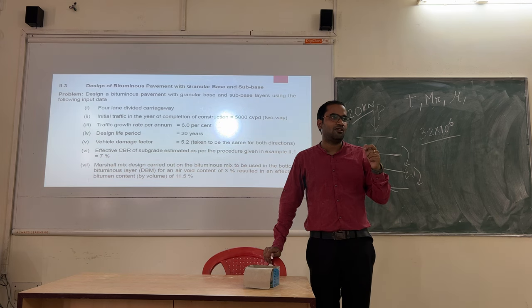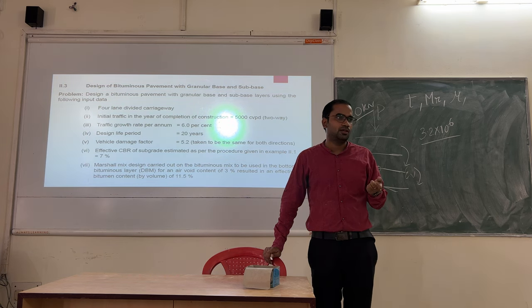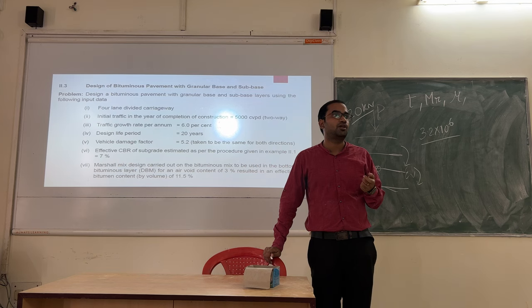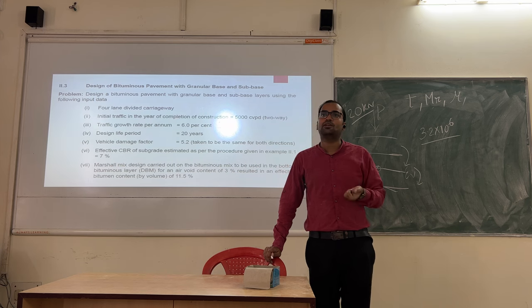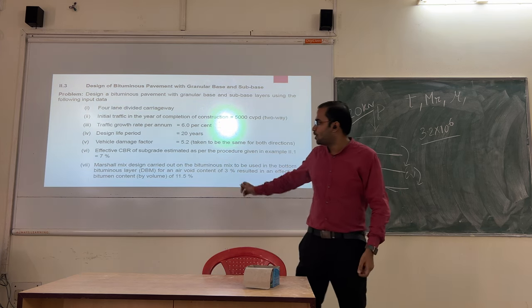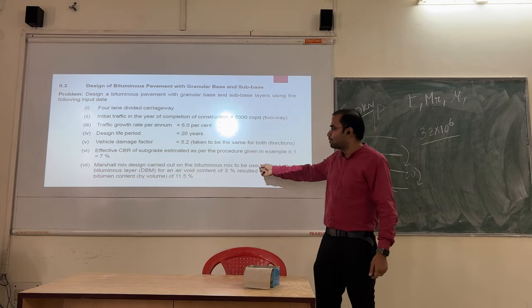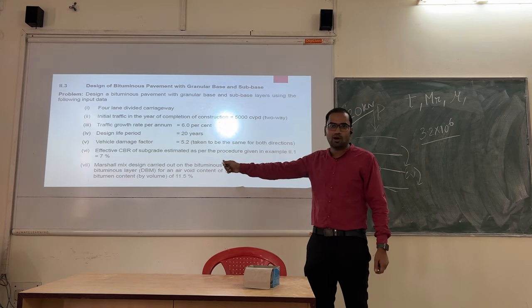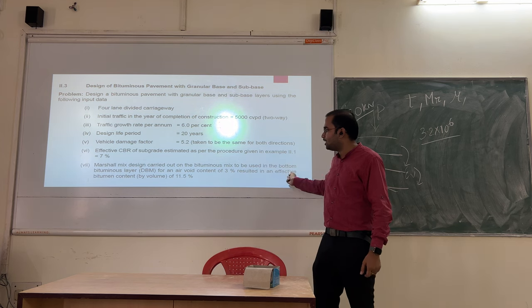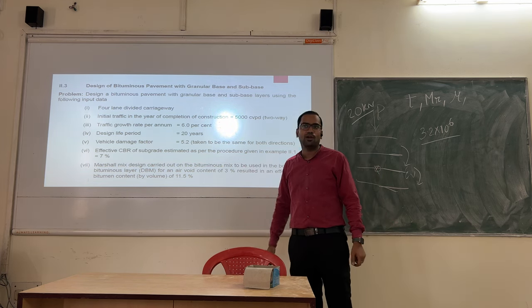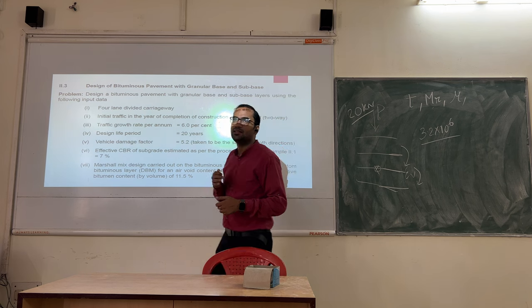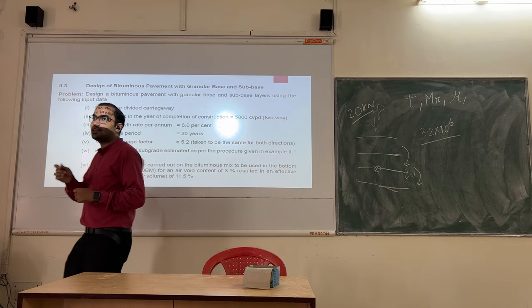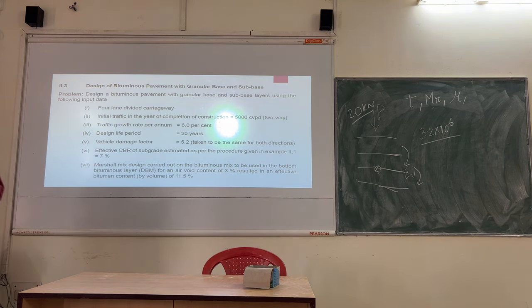When I was talking about the fatigue calculation, there you have a formula C equal to 10 to the power M. I told you there that you require Marshall mix design parameters. That's why in the question it is mentioned that Marshall mix design was carried out on the bituminous mix to be used in the bottom of the DBM layer, 3% air void and effective volume of 11.5%. So that parameter is needed for calculating the factor C, because that will give you the fatigue strain.